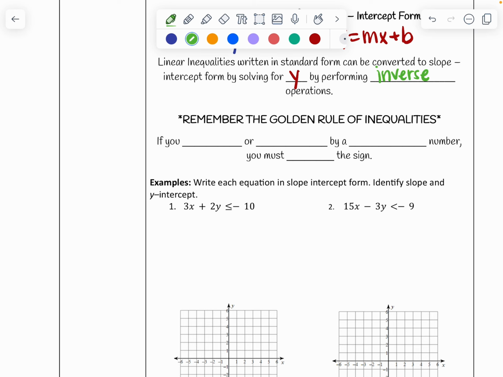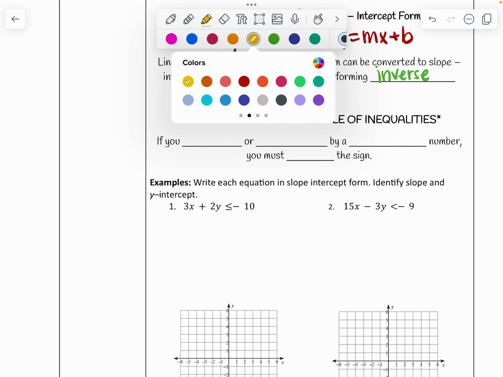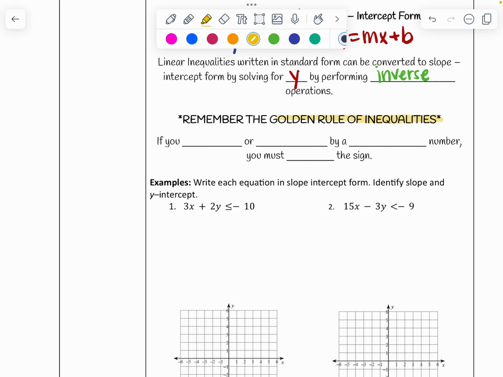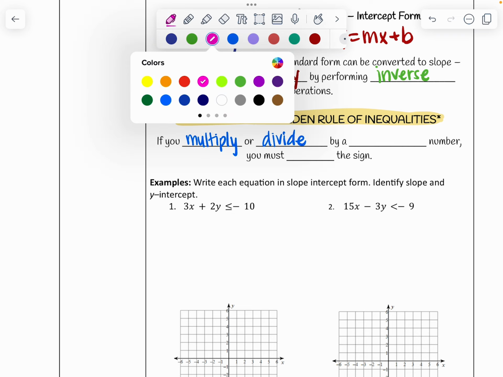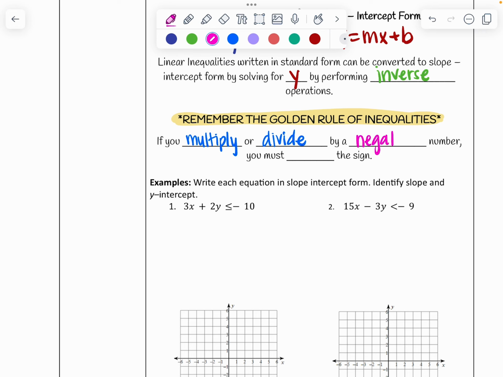So you need to make sure that you remember the golden rule of inequalities. This is the most important thing, mainly because it's forgotten. And if you forget it, you'll end up with the wrong answer. The golden rule is that if you multiply or divide by a negative number, you must flip the sign.